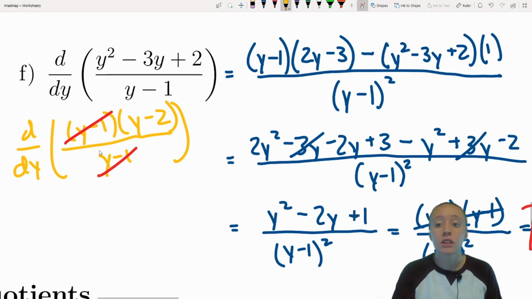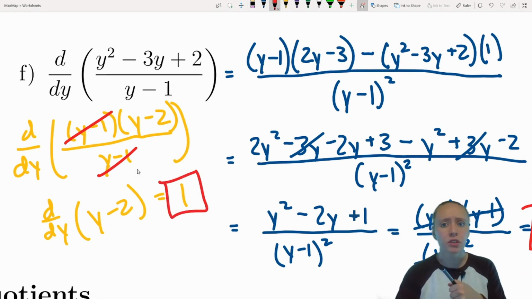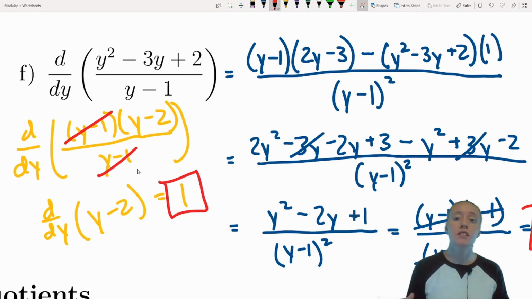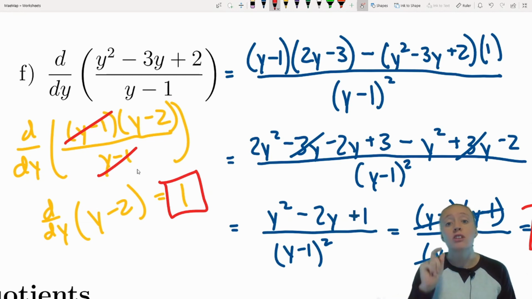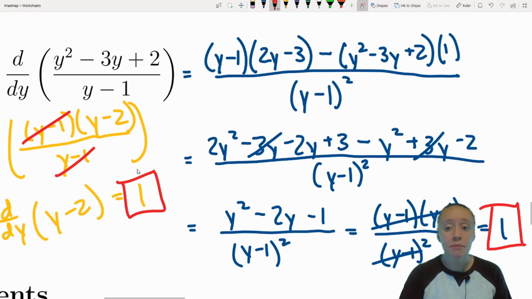So this is simply taking the derivative of y minus 2, which is 1. So in this case, not doing the quotient rule and simplifying down first was easier. So I recommend always double checking to avoid all this work. However, sometimes it's unavoidable.